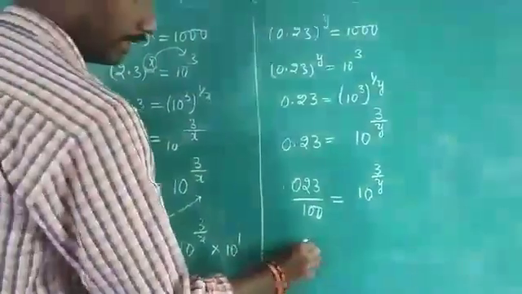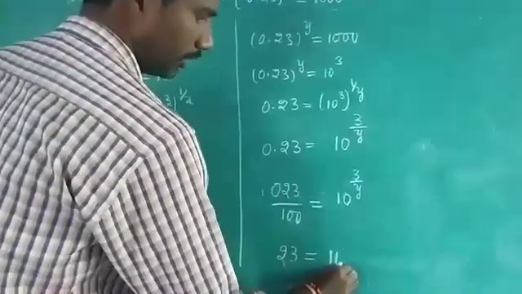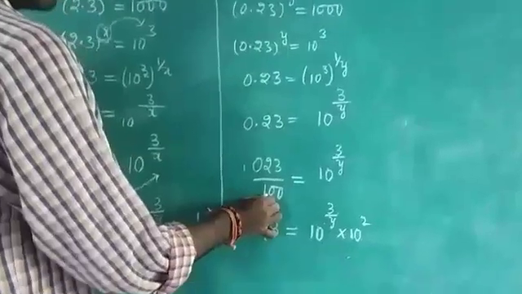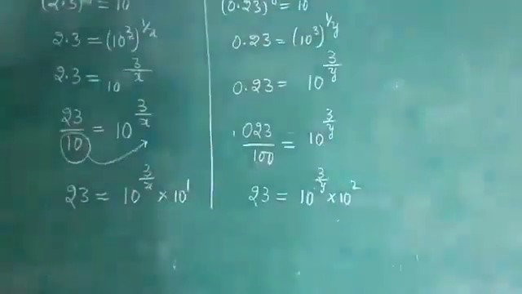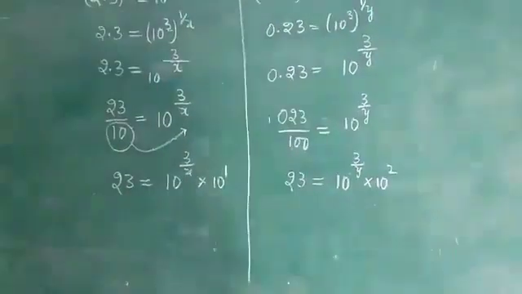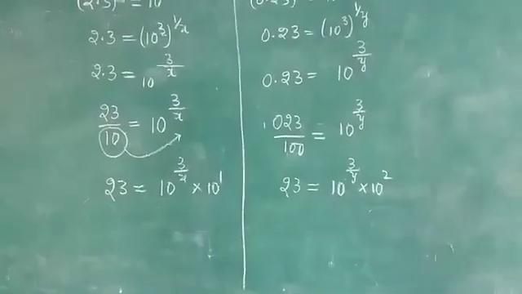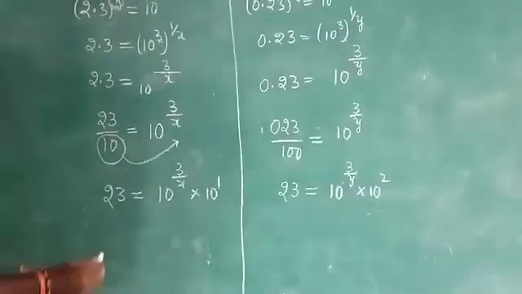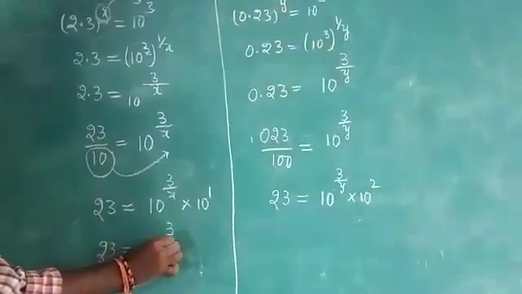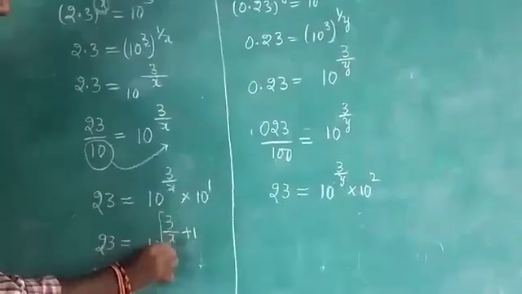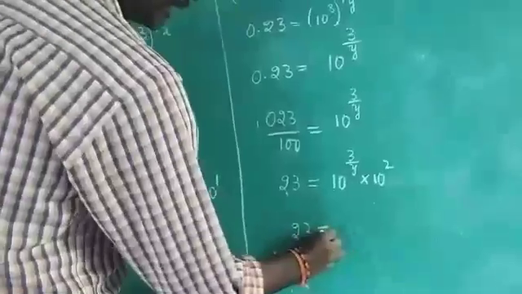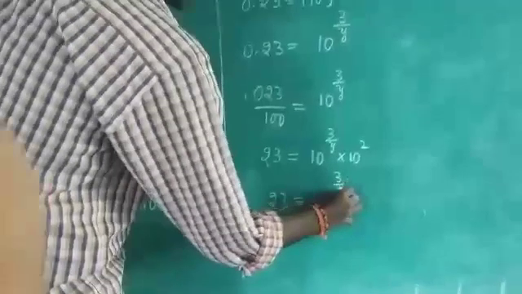Then similarly, here also you can write 23 is equal to 10 to the power of 3 by y into, this is 10 square, nothing but 100, right? 100 you are transporting, 10 square. And we know clearly what is that? We know the bases are same, you can add the powers. Because of that, 23 is equal to 10 to the power of 3 by x plus 1 you can write. Then here also 23 is equal to 10 to the power of 3 by y plus 2.